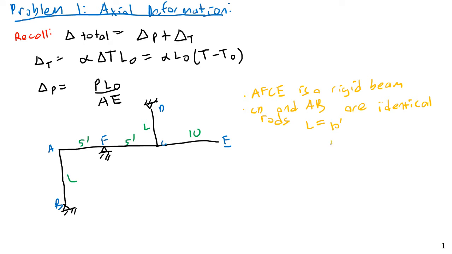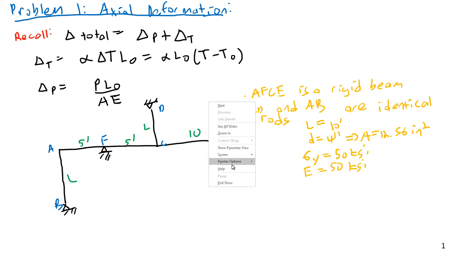They also have diameter D. Their diameter is going to be 4 inches. The yield stress of these rods is going to be 50 ksi, and the modulus of elasticity is 50 ksi. And so the diameter is 4 inches, and from this we'll know the area is 12.56 inches squared.